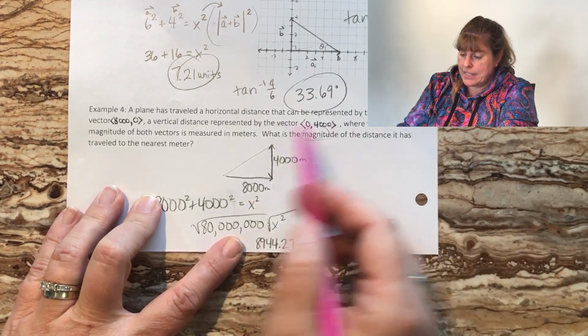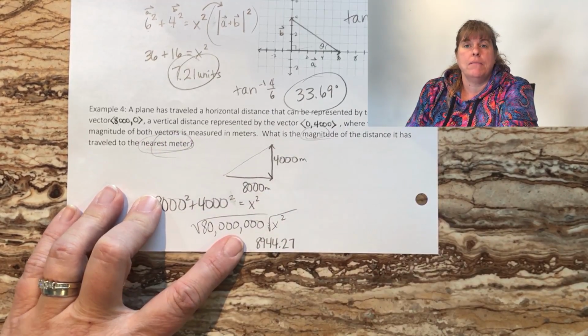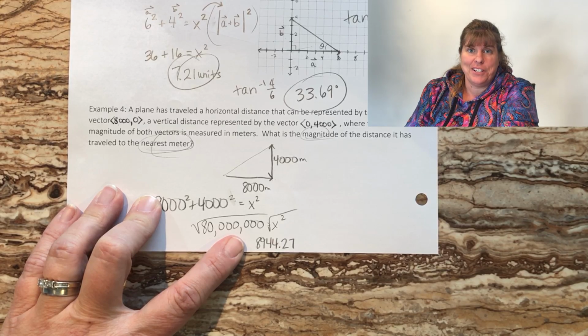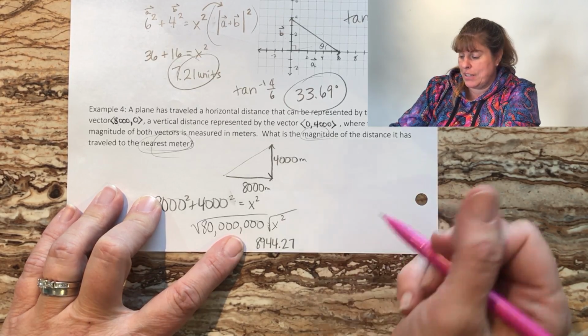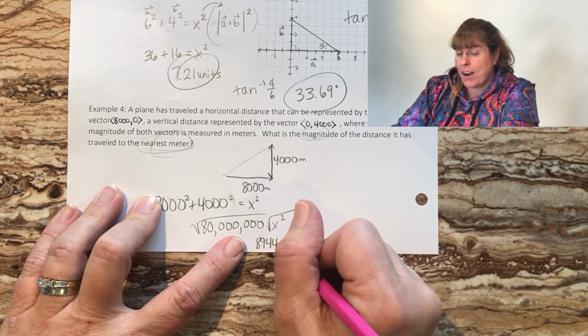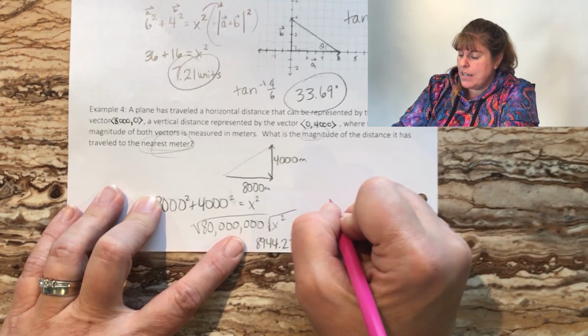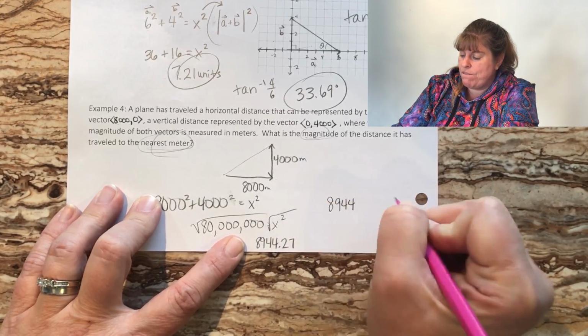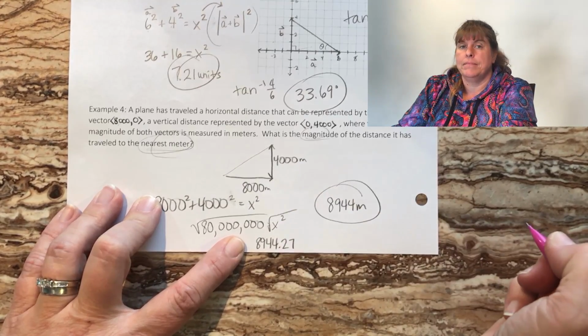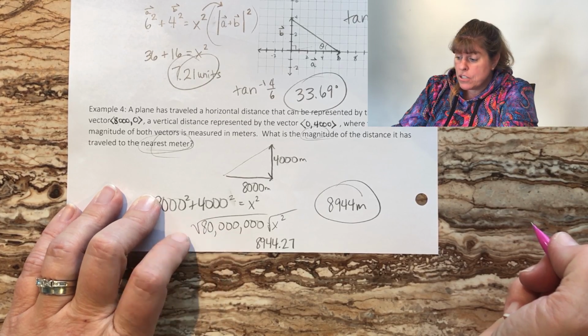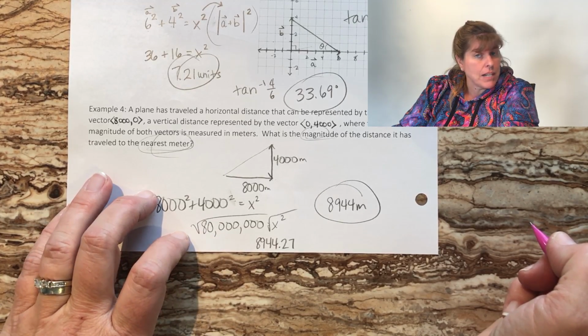No, because it says nearest meter. Make sure you always go back and look, because sadly that's the way a lot of people get them incorrect. So our answer, to the nearest meter, is 8,944. Voila, that's it. So not too crazy, not too hard.